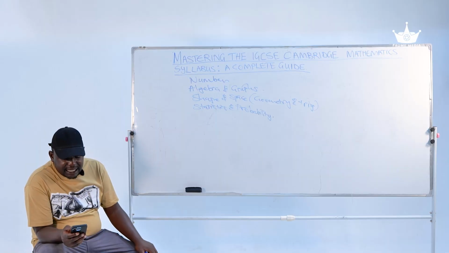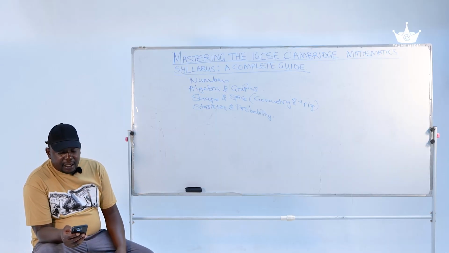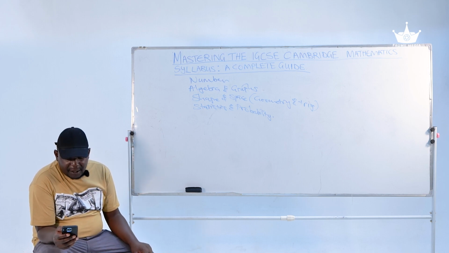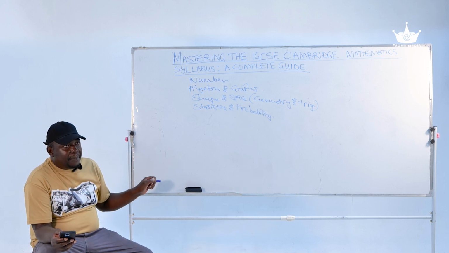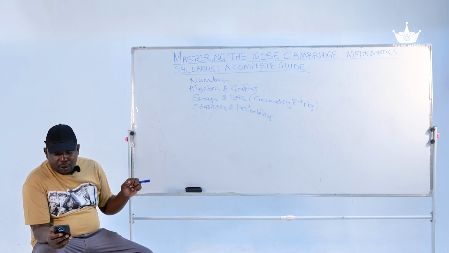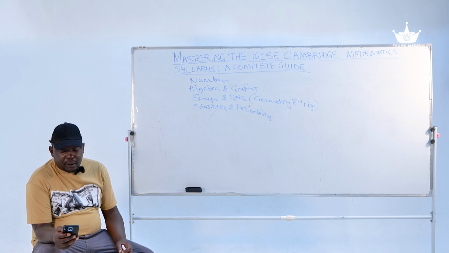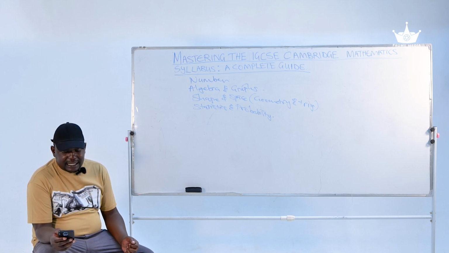Let's move on to the next aspect. Let's look at the examination format. So the assessment consists of 2 papers. We have 2 papers for the core and 2 papers for the extended. Under the core, there's paper 1, which is short answer questions. And then we have paper 3, which is the structured and longer questions.